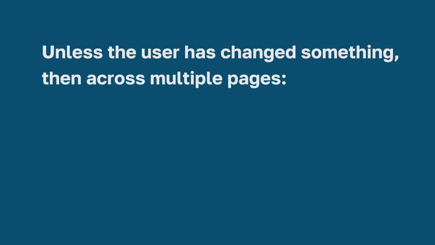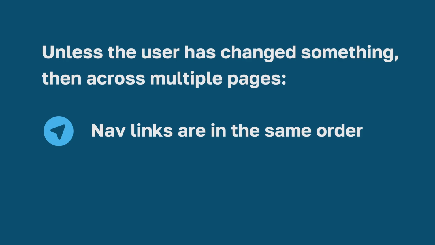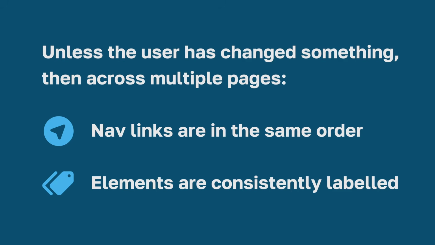Unless the user has specifically changed something, navigation links should be in the same order across multiple pages, and elements that do the same thing across multiple pages are labelled the same too. For example, a search bar is labelled as such across multiple pages.